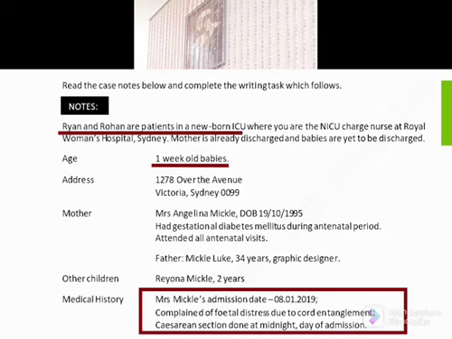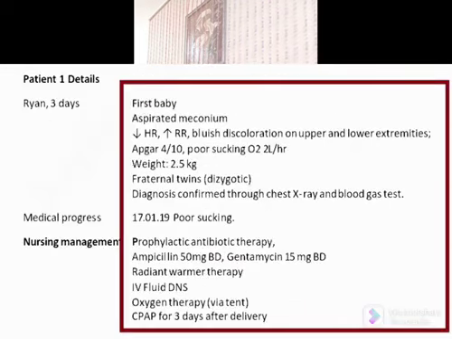And we will see the medical history. This mother was admitted on 8/1/2019, complaining of fetal distress due to cord entanglement. So they took the patient for cesarean section at midnight on the day of admission. So the delivery date is 8/1/2019.